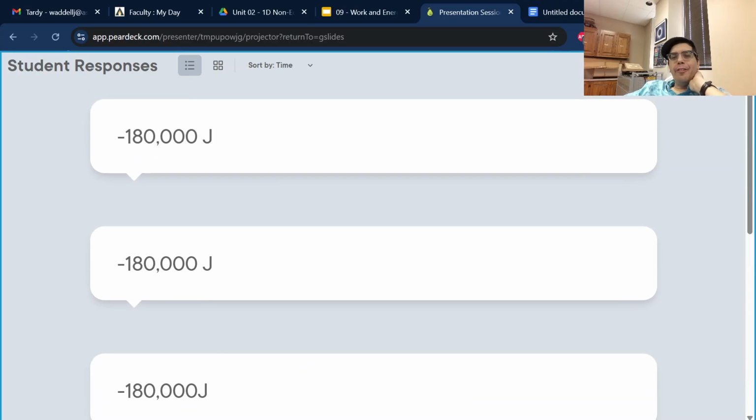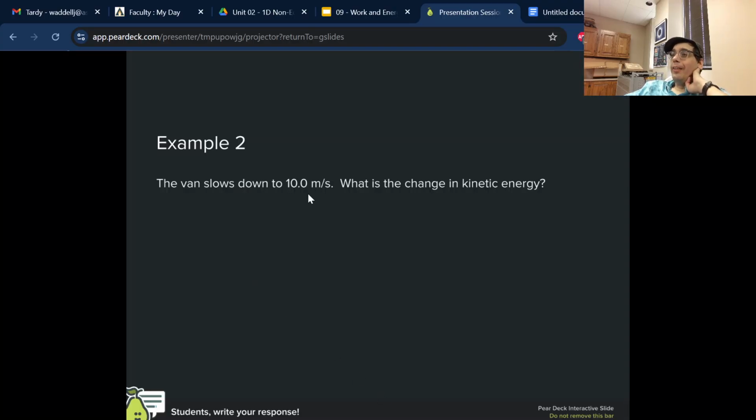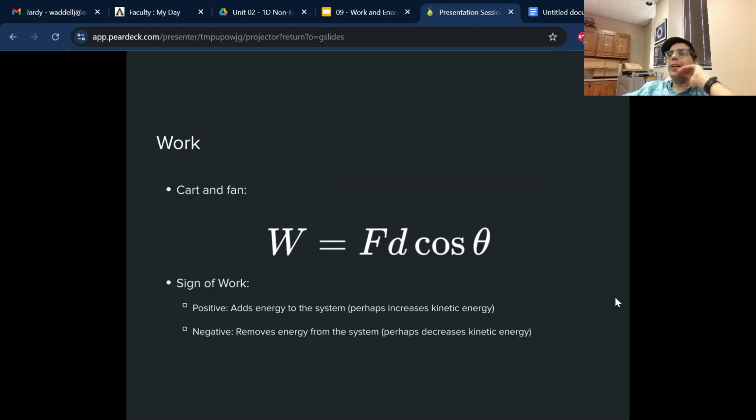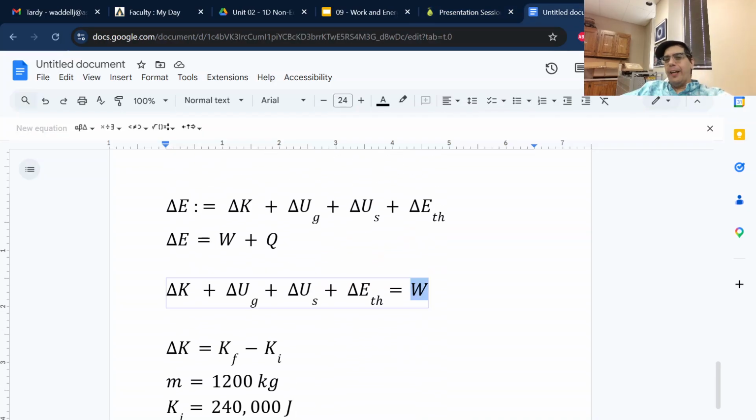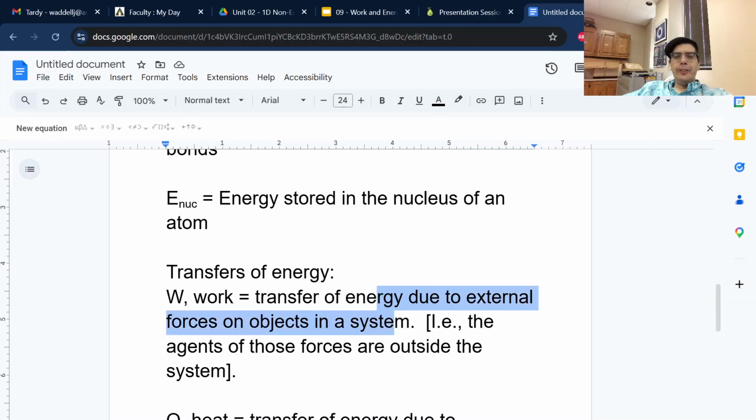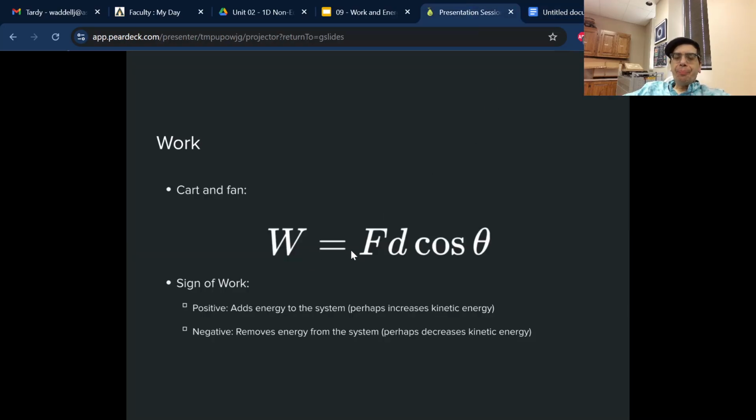It is negative because we're slowing down, right? So the amount of energy in your motion has decreased if your motion has decreased. Okay, so we're going to talk about specifically this term right here, which we're going to be using to calculate changes in energy. And so this is work. Remember, work is transfer of energy due to external forces on a system. And there is an equation for it.